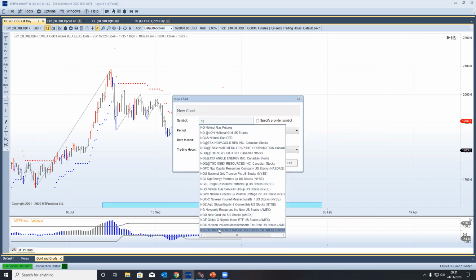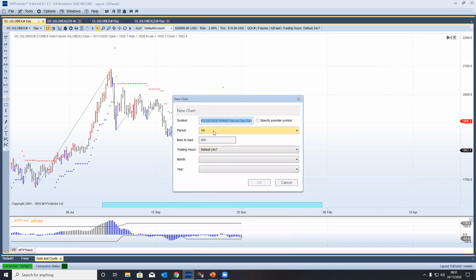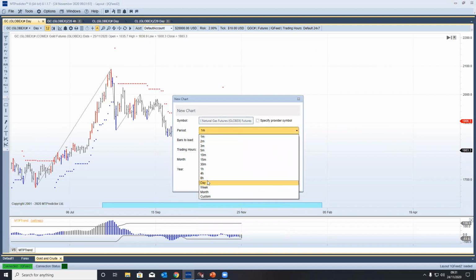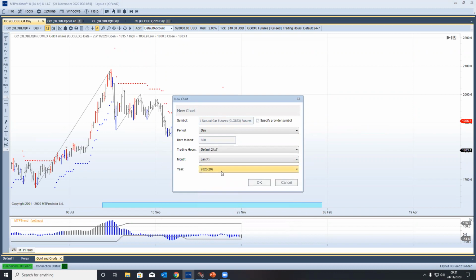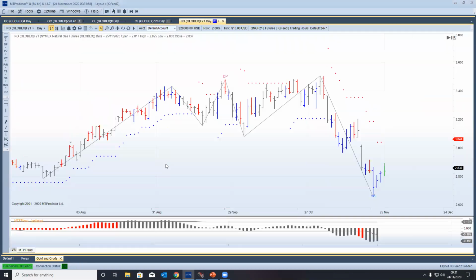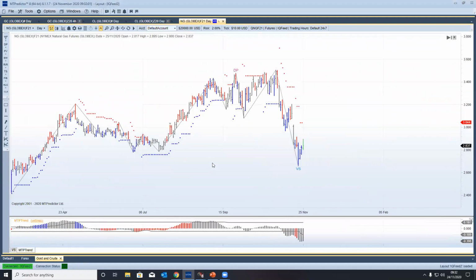That's the one we want, natural gas Globex. Sorry, wrong one I'm looking at. Let's go out to Jan 2021. Amazing how this year's going, isn't it? Yeah, so this would be an interesting one because we have a VS buy setup here. So would this be valid?